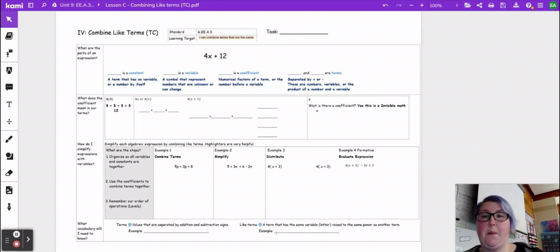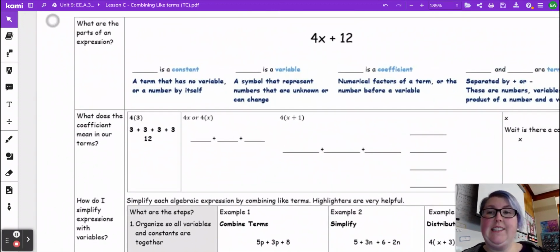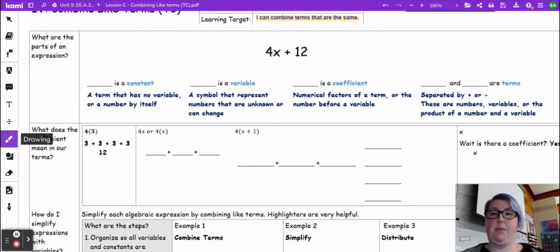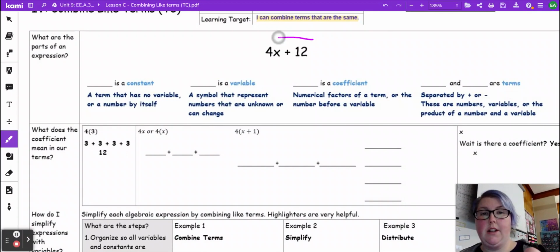Today we are looking at combining like terms that are the same. First, let's review our vocabulary words. We're going to use 4x plus 12 right here to review the different parts of an expression.